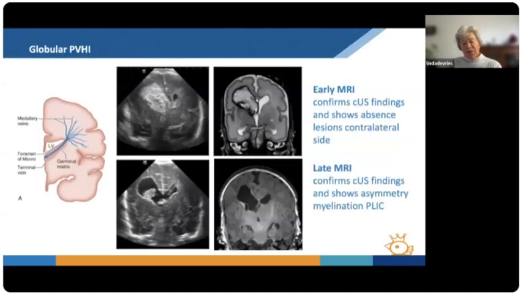So here's an example of a large grade 4 periventricular hemorrhagic infarction. Here we see the pattern of the veins, the medullary veins.